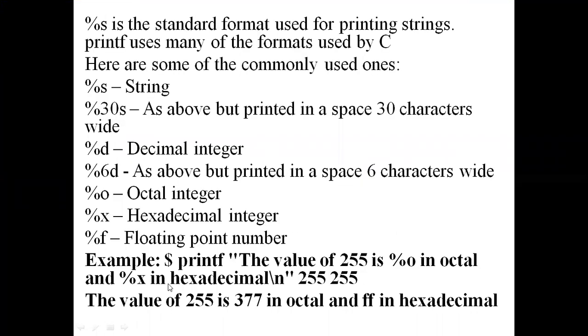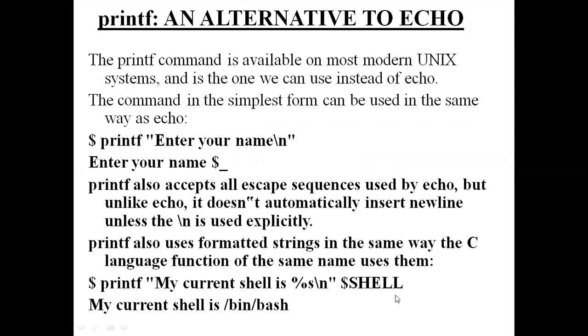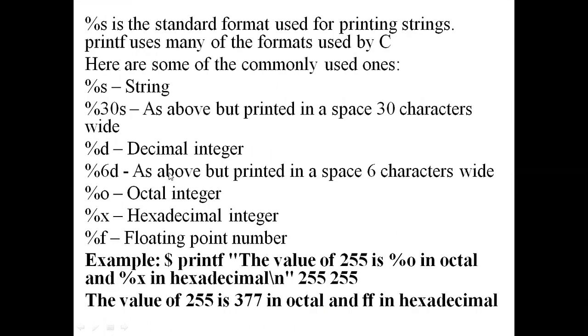All the C language format specifiers can also be used with printf. This is one example in which the value of shell, that is the absolute path where your shell command is stored, is displayed, and also the different format specifiers which you can use with printf are shown here. This is one such example where the value 255 is displayed in octal and hexadecimal value.